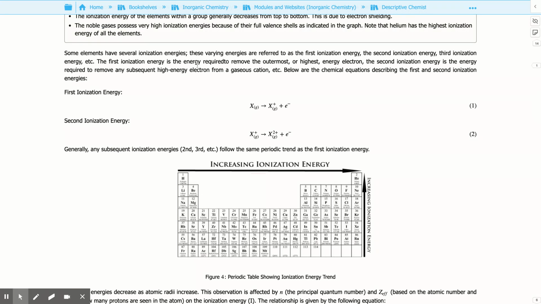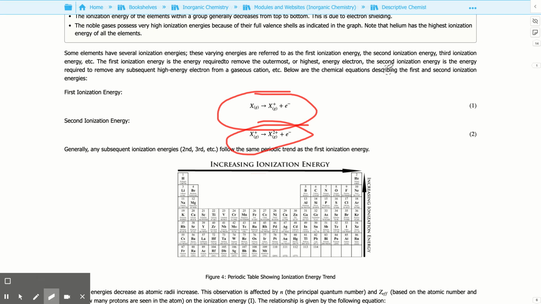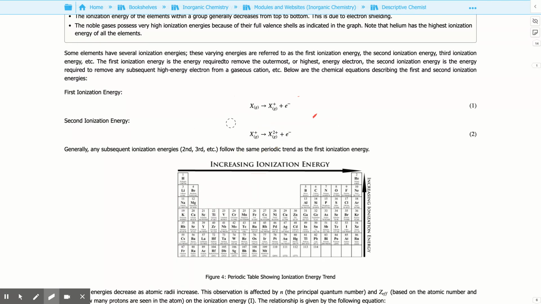These are some chemical equations right here that describe the first and second ionization energy. So for the first ionization energy, we have this equation. For the second one, we have this one right below it. And these can be used by chemists, students, and scientists in general just to calculate the first and second ionization energies, which can be helpful.